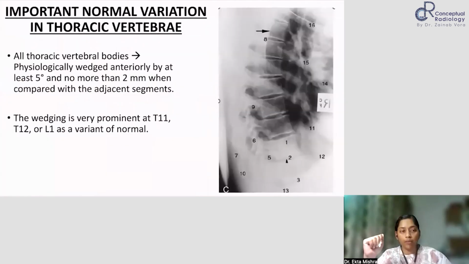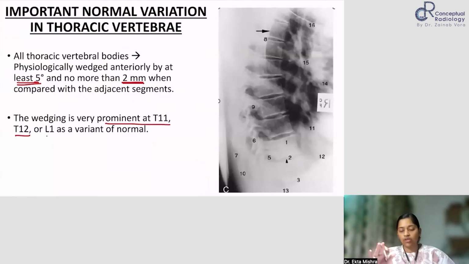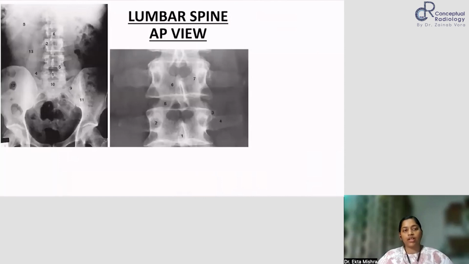Now coming to the important normal variations in thoracic vertebra. All the thoracic vertebral bodies are physiologically wedged anteriorly at least by 5 degrees and not more than 2 mm when compared with the adjacent vertebral segments. Wedging is very prominent. I'm talking about the physiological wedging. It is very prominent at T12, T11 and L1, and these are normal variants. So this should not be confusing to you. These are physiological wedging. Now we'll discuss the radiograph of lumbar spine, starting with AP radiographs.